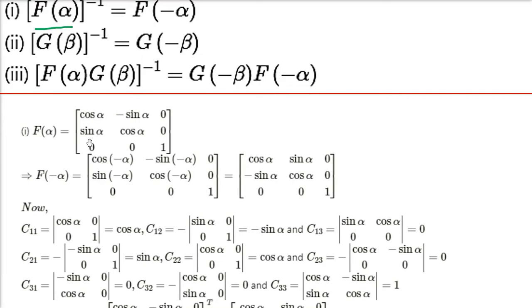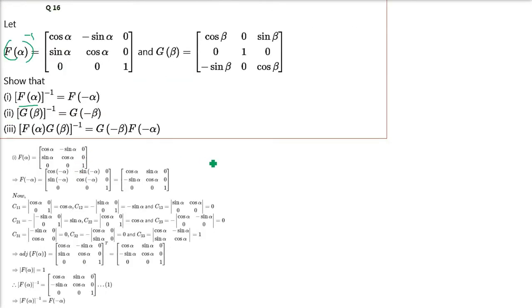So F alpha, now when you put negative alpha in place of alpha, what do you get? So F minus alpha, in place of alpha I am putting minus alpha. You see here, this is going to be in all the three parts, 1, 2, 3. So cos minus alpha, minus sine, in place of alpha write minus alpha, it is going to be 0, 0, 0, 1, sine negative alpha, cos negative alpha, 0, 0, okay.